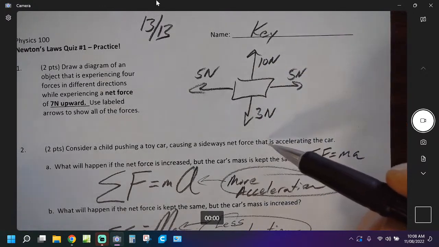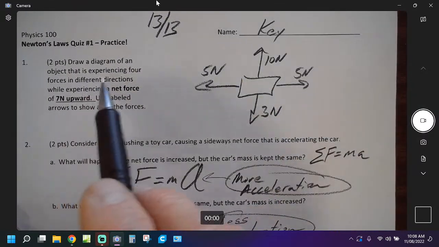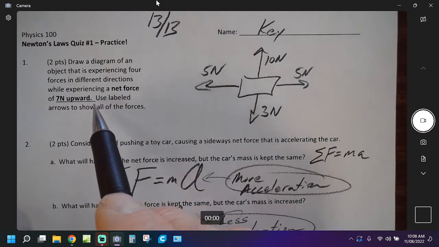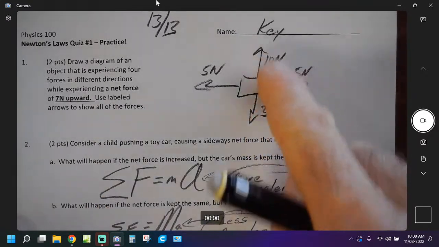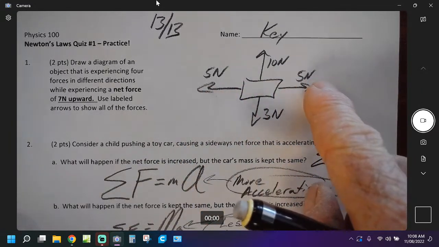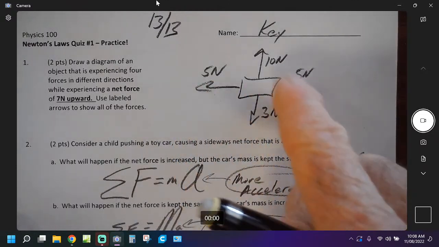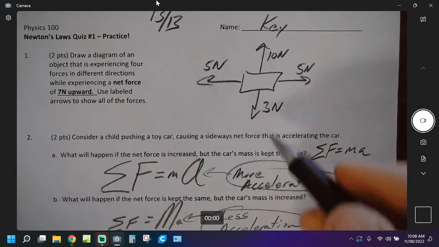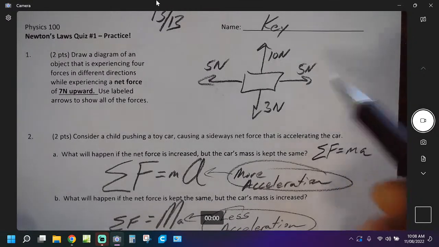Now on the quiz next class, it could be draw a diagram experiencing 4 forces, experiencing a net force of 2 newtons to the left. If you did that, then the up and down forces should be the same, and the one to the left should be 2 more than the one to the right. But you could do like 3 to the left and 1 to the right, and then 4 up and 4 down. There are different combinations. It could be a net force of 3 newtons downward, or a net force of 7 newtons to the right.